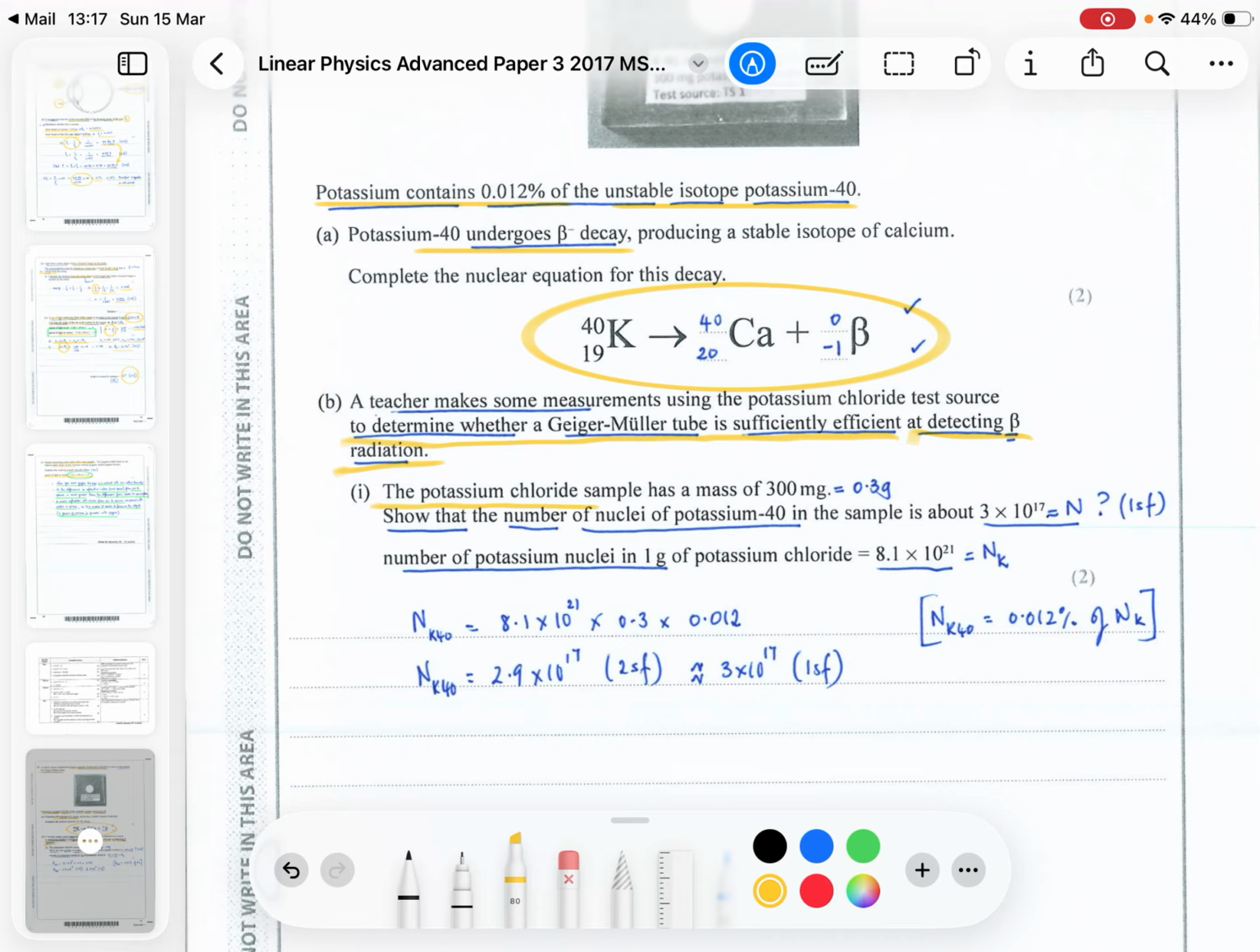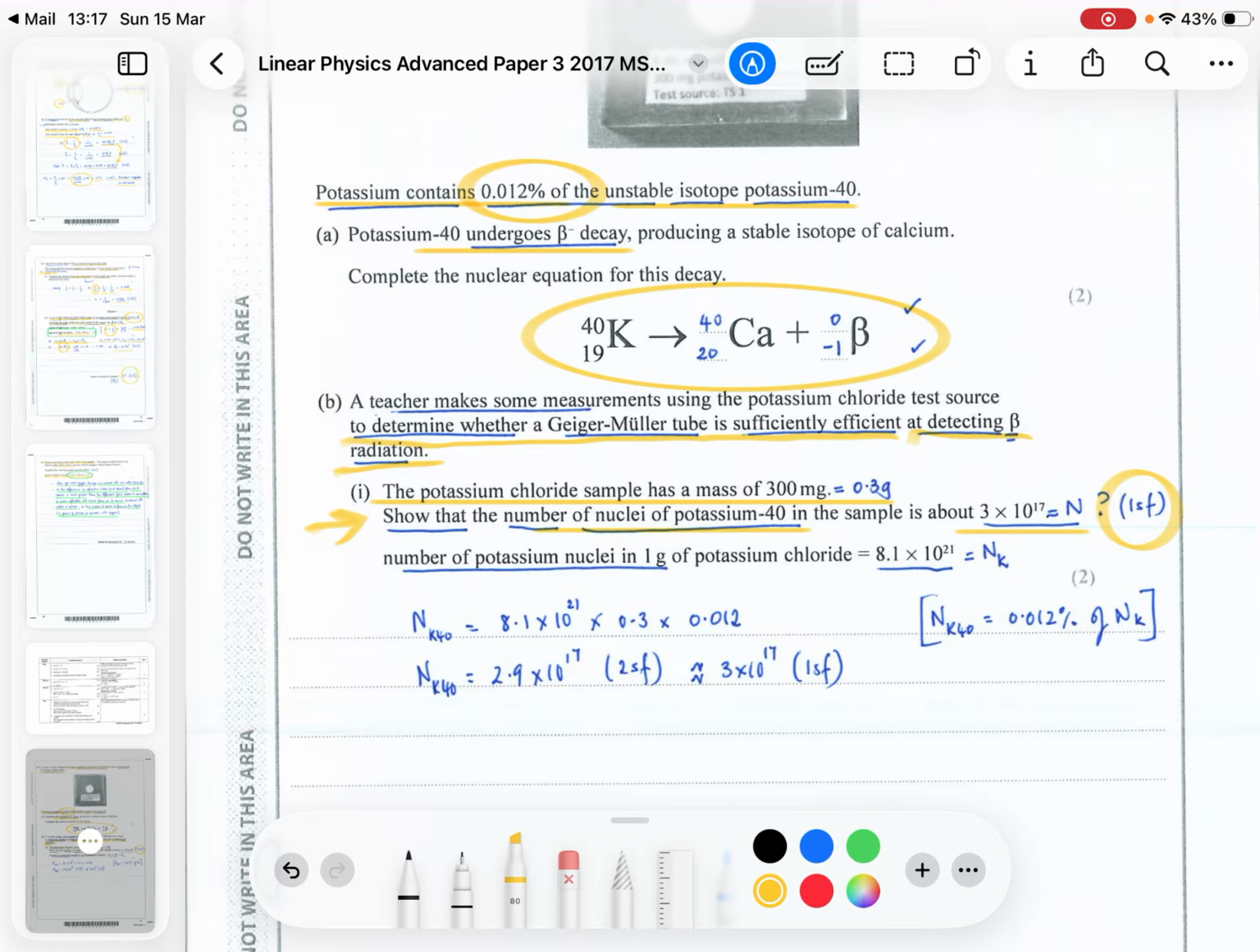The potassium chloride sample has a mass of 0.3 grams. Now remember, we know that 0.012% of it is radioactive, not all of it. Show that the number of nuclei of potassium-40 is about 3 times 10 to the 17 to one significant figure. So you've got to show that.